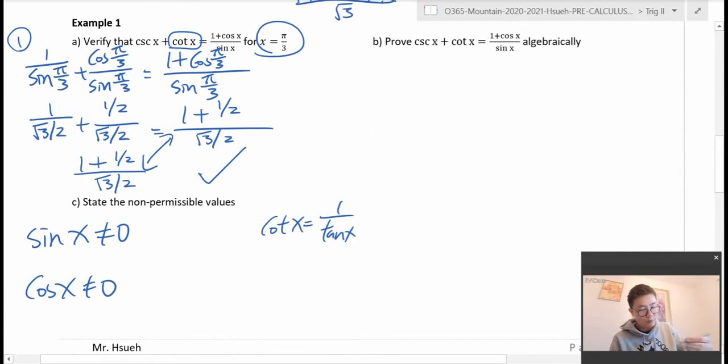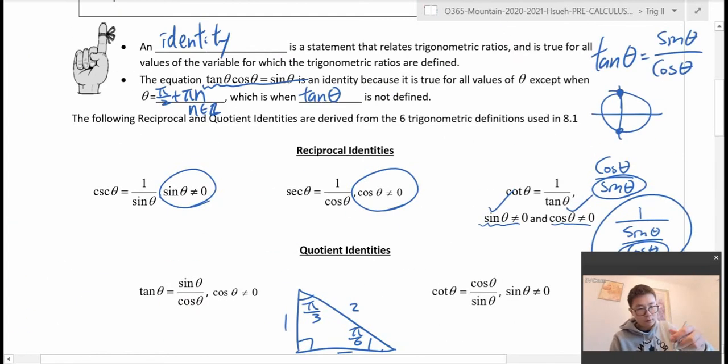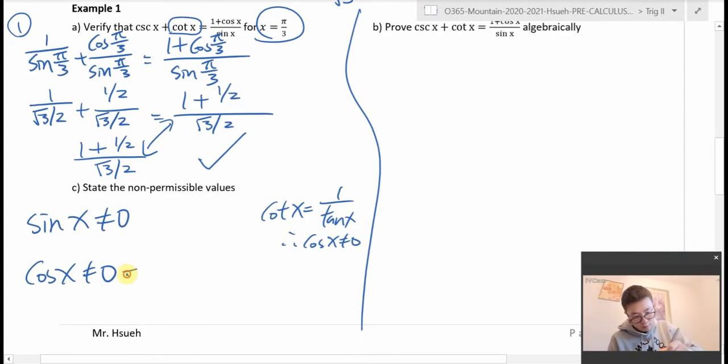So basically, cosine x cannot equal 0 as well. I'm not going to repeat that. But now we need to solve. I think I solved for cosine x earlier, right here. That's when cosine is 0, because it's for tangent. So in this case, x cannot equal pi over 2 plus pi n. And for sine, x cannot equal pi n.